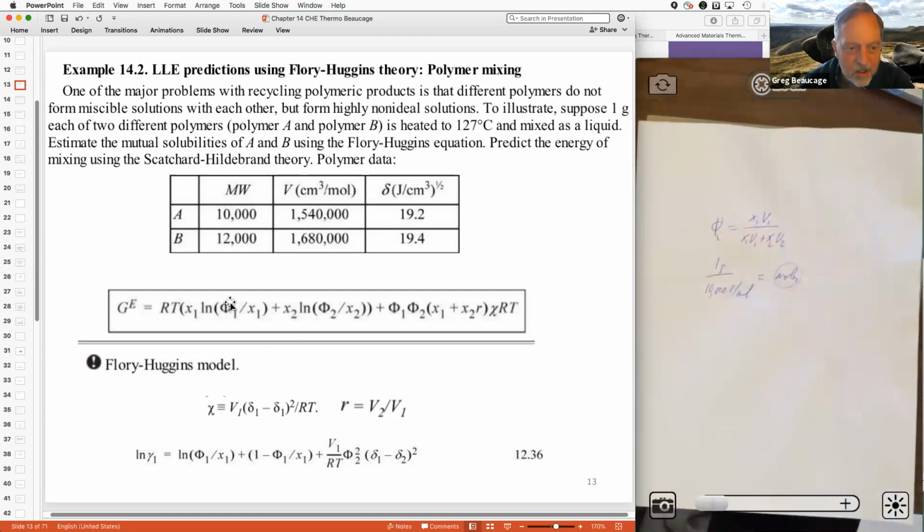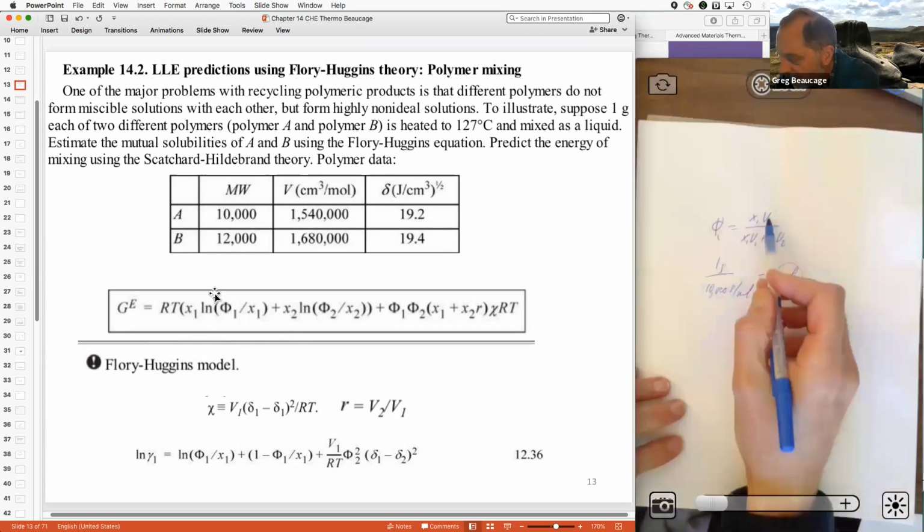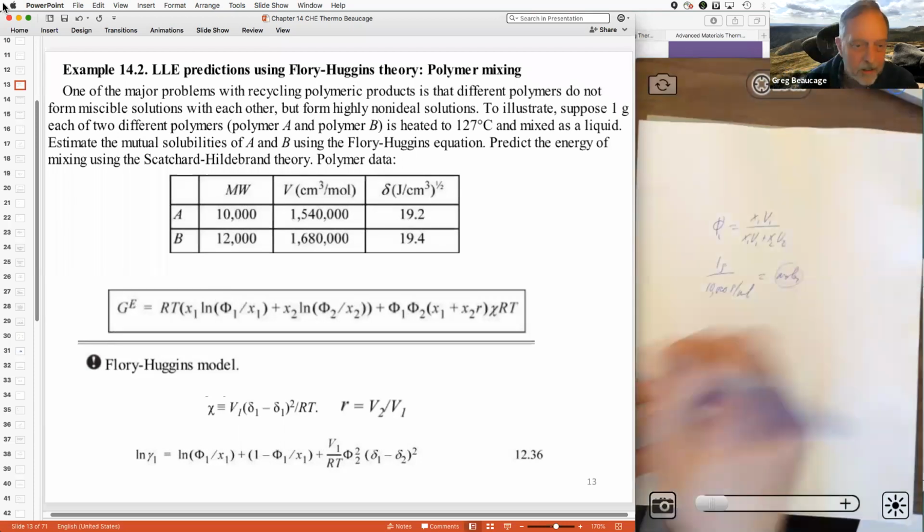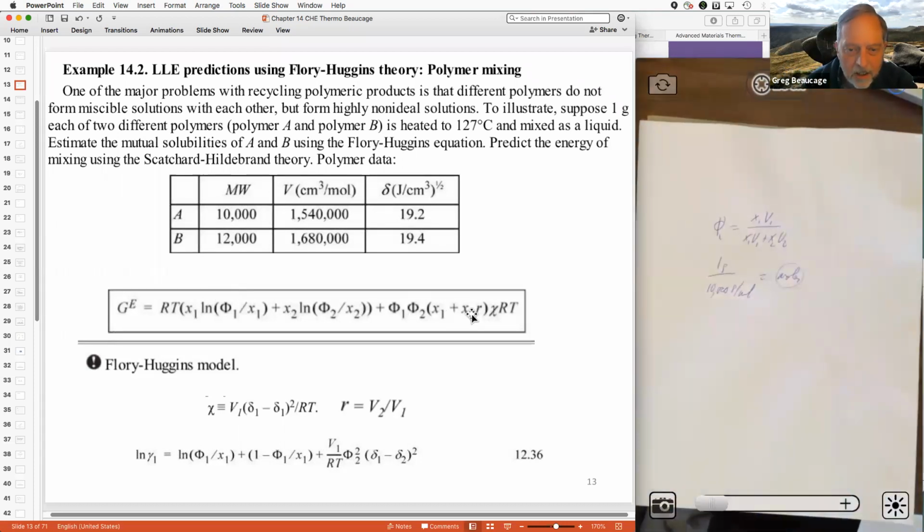Actually, you only need the ratio of phi by x1, so it just calculates that. But you need x also for the prefactor. All right, so phi by x1 would just be v1 divided by x1 v1 plus x2 v2. Right, so it's slightly simpler. And then you need the chi, which is given by v1 times these deltas. You're given the deltas squared, the difference in deltas squared. Then you need this r, which is a ratio of the v's, and then you're good to go because you know the temperature and r. So you can get the free energy.